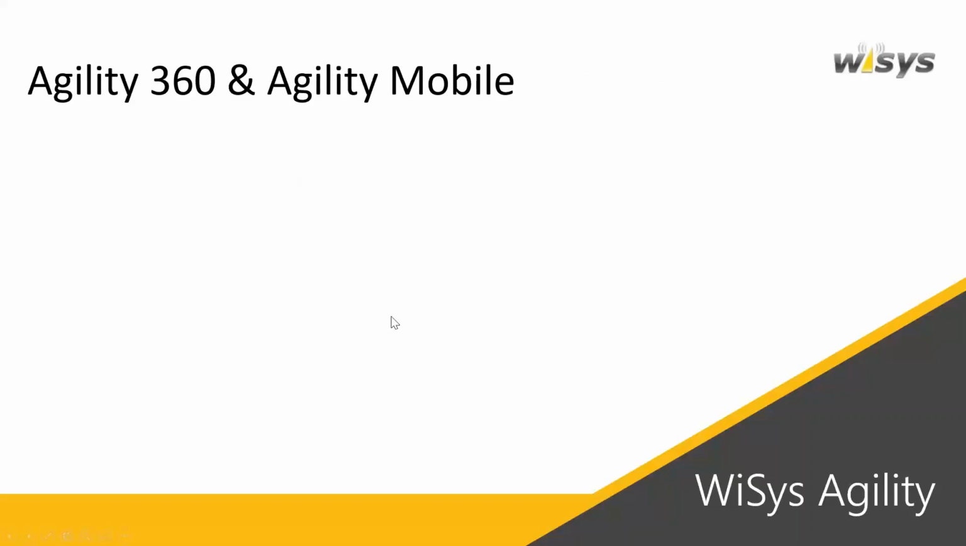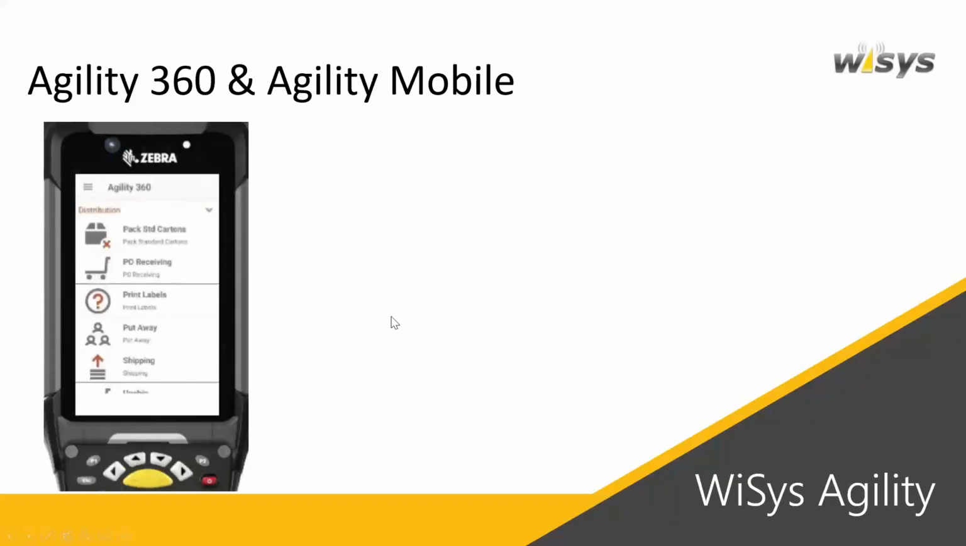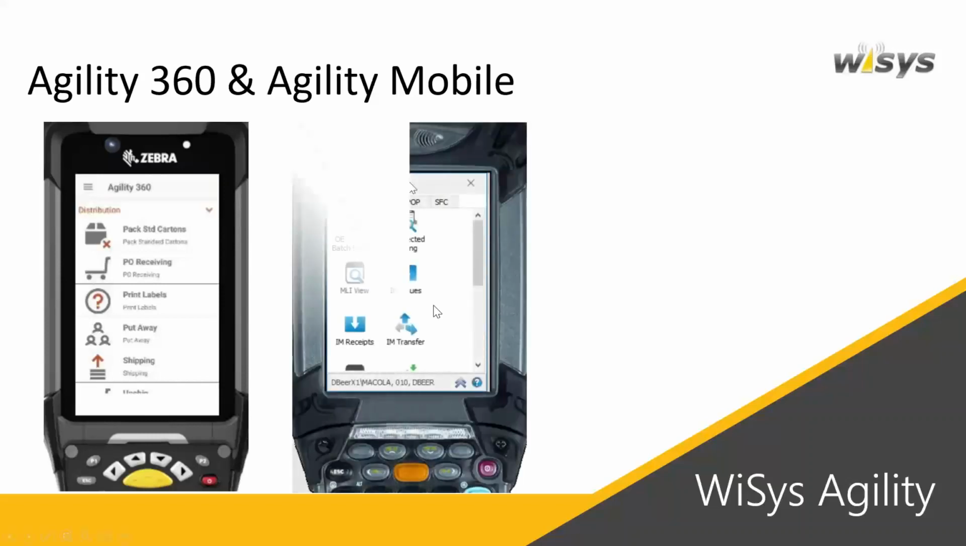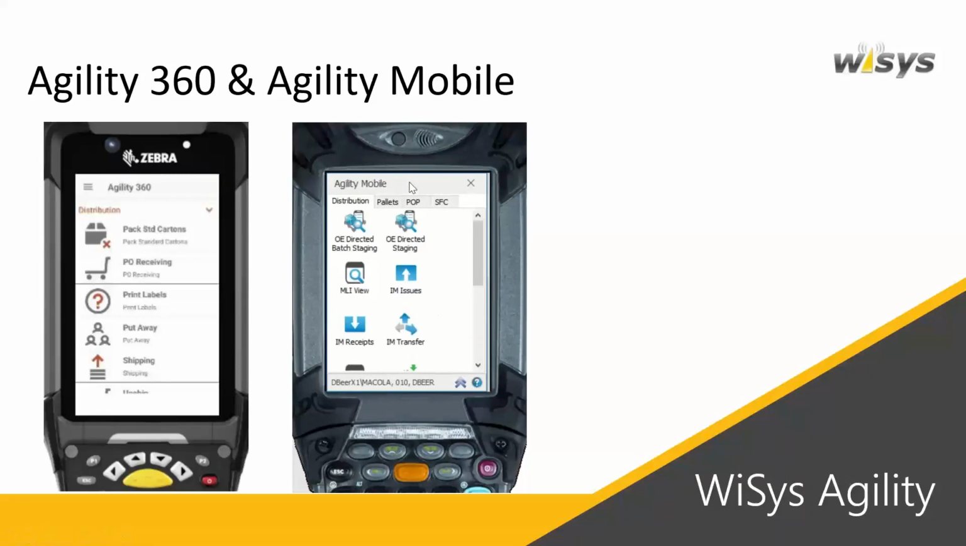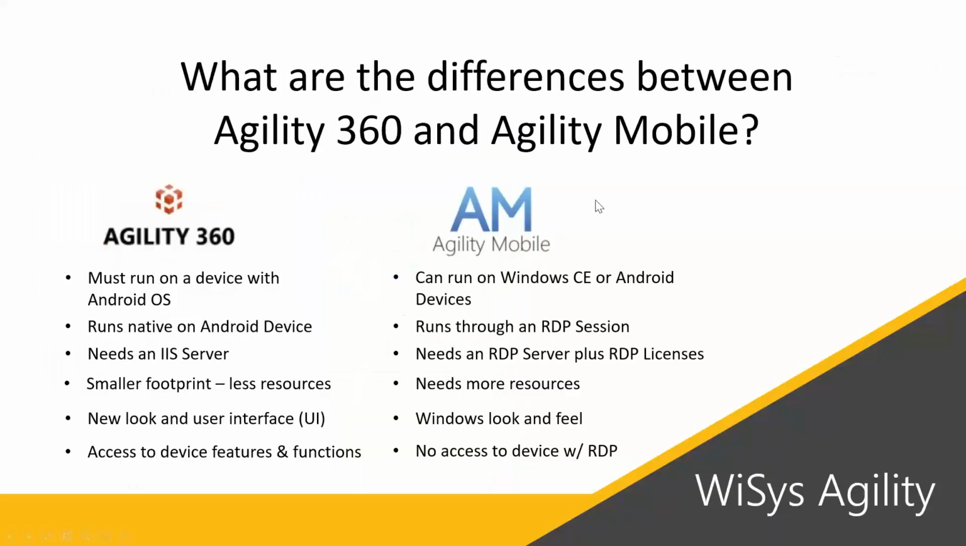So let's take a look at the fundamental differences, and you'll notice here that the Agility 360 product has a really current, updated look and feel. That's different from our current Agility Mobile, which used the Windows format for formatting and screens. You're going to see a traditional RDP format for Agility Mobile, and Agility 360 utilizes an updated look and feel. So what are the differences between the two products?